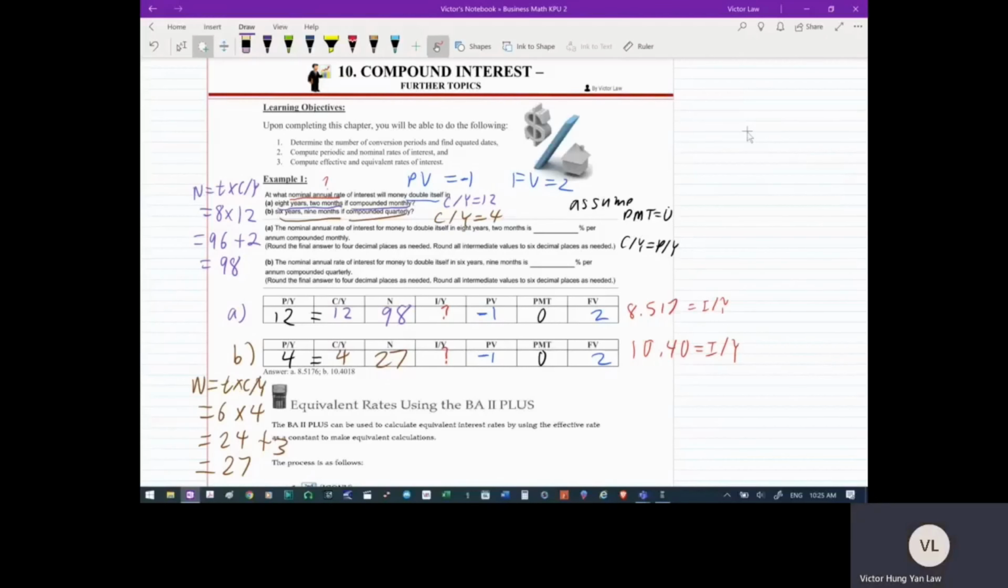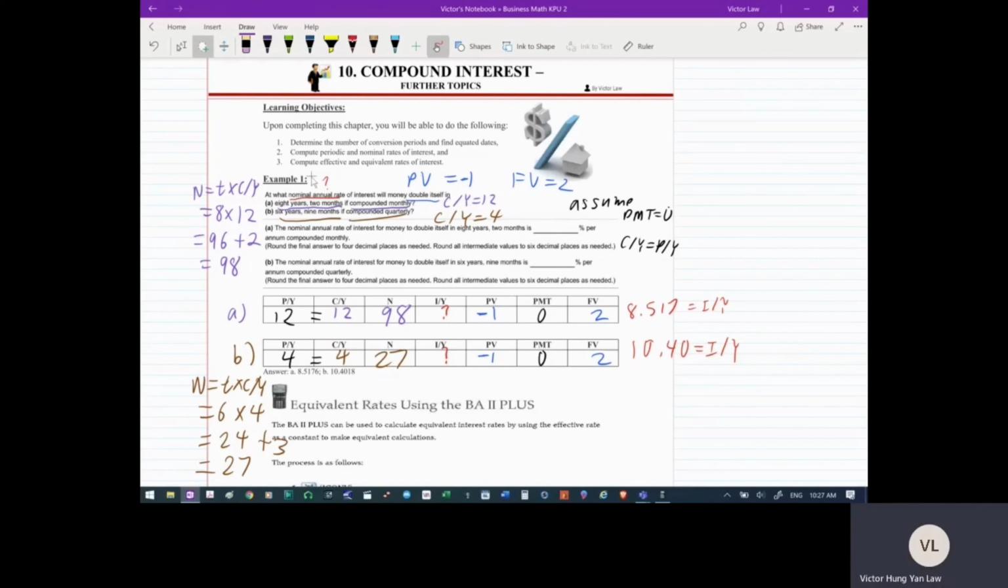Compound interest, further topics. The learning objective of today's lesson is that at the end of today's lesson, you will be able to determine the number of conversion periods and find the equated date. You'll be able to compute the periodic nominal rate of interest, and you'll be able to compute the effective and equivalent rate of interest.